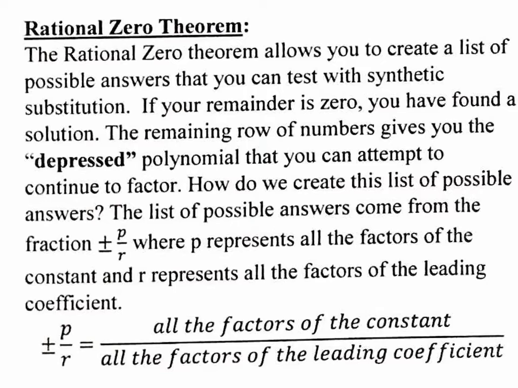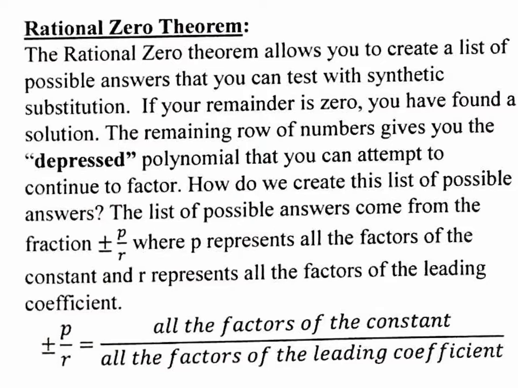You remember when you plug it in? If you have a real answer and you plug it in, what are you supposed to get as a remainder? 0. That's right. So it says right here, if your remainder is 0, you found the solution. The remaining row of numbers gives you the depressed polynomial that you can attempt to continue to factor, or you could even continue to plug in with those remaining numbers. And we'll get to examples of this right now.